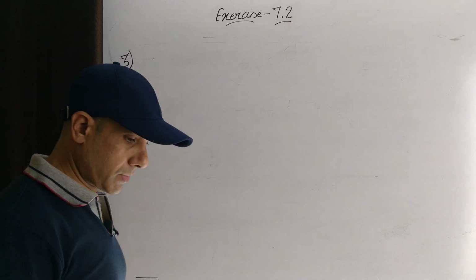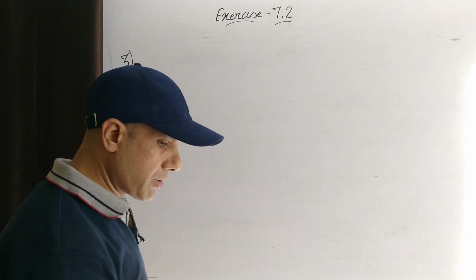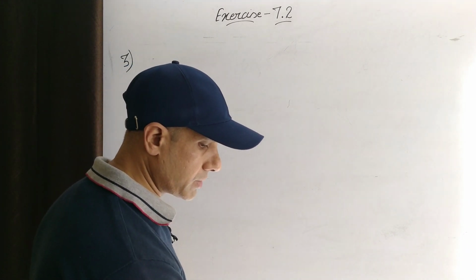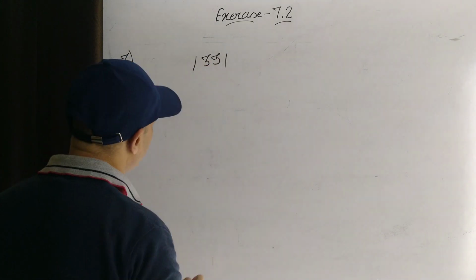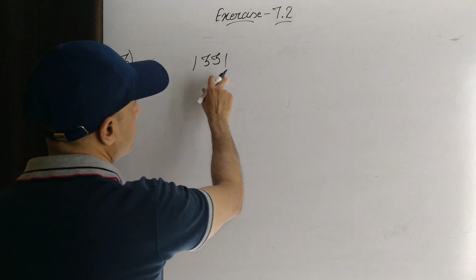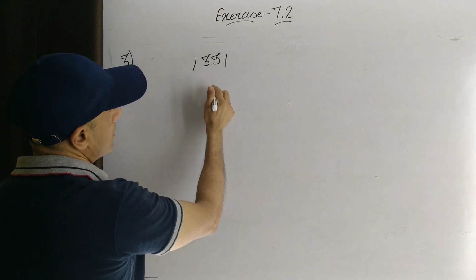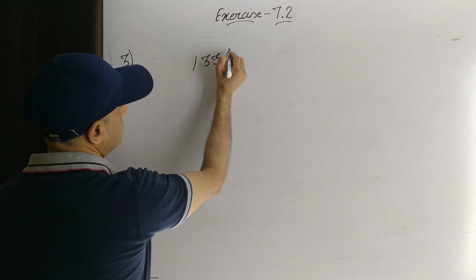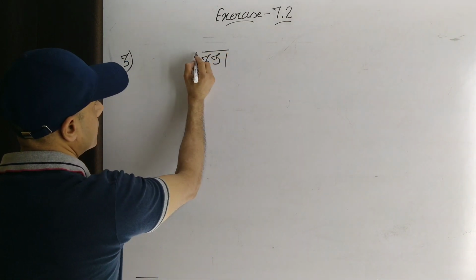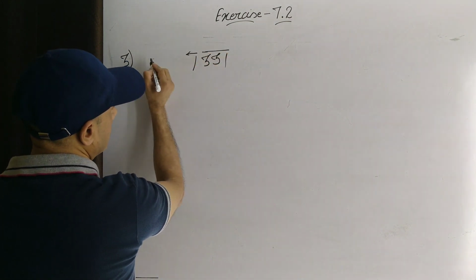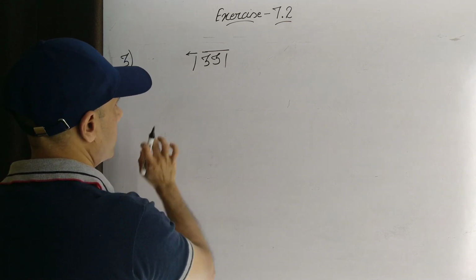Question number 3. You are told that 1331 is a perfect cube. Can you guess without factorization what its cube root is? So we have the number 1331 and we have to find the cube root of this number without the prime factorization method. So there is a way. You take 3 digits from the right hand side and form a group, and again you go towards the left, form a group of up to 3 digits. In this case we are left with 1.